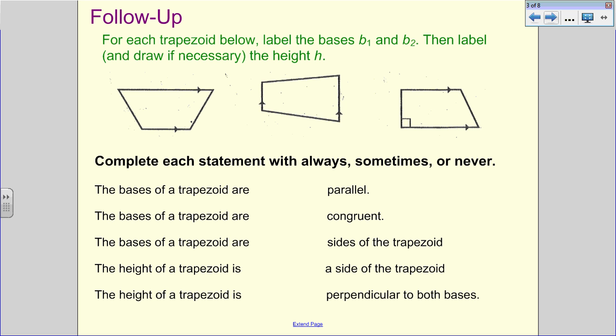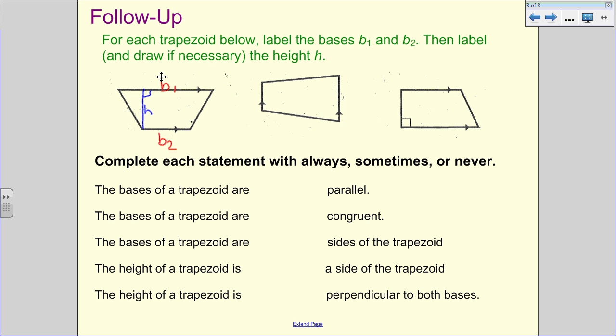So now we need to take a look at, we want to label base 1 and base 2 because there's two parallel sides on a trapezoid. We don't necessarily have just one base. And then we're going to label and draw in, if necessary, the height. So if we look at the first one, we've got base 1 and base 2. Nothing special where I put the 1 and 2. And now what I'm looking for is a perpendicular segment to distinguish the height. Well, none of these segments that are on here meet at 90-degree angles, so I'm going to have to draw in one, and here's my height.